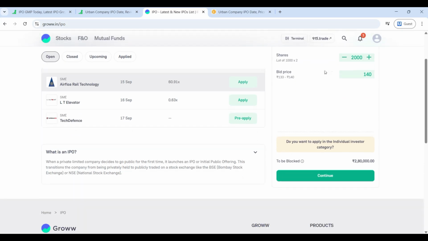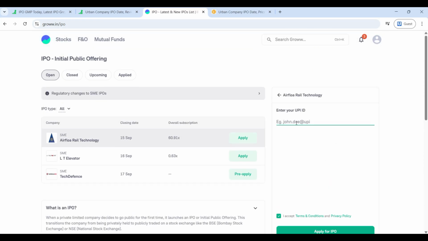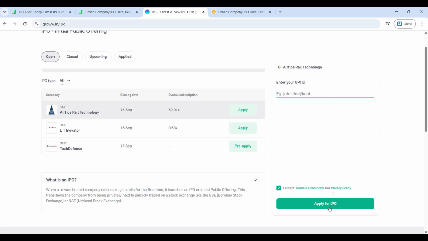So once you click the lot size and bid price, this bid price, always quote for the higher amount. This company's price is ranged between 133 and 140. We should always quote for 140 rupees, and you can say continue, and you can enter your UPI ID here. Once you enter your UPI ID and apply for IPO, then in your GPay account you will get the notification to approve the payment. Once you approve in your GPay account, that's all, you have applied for the IPO.